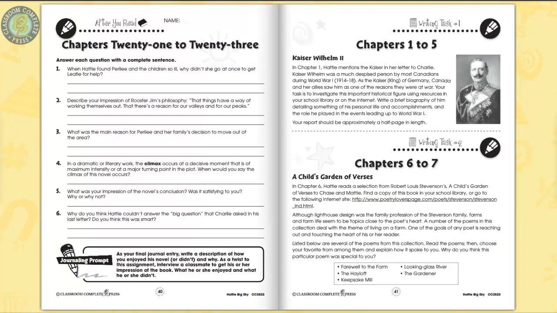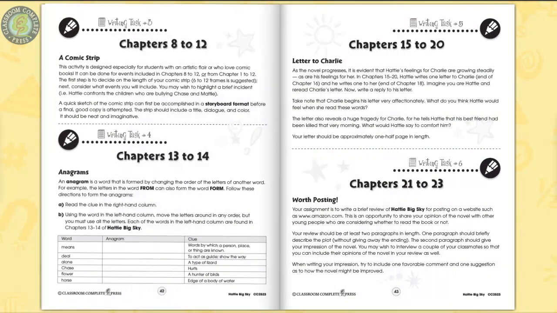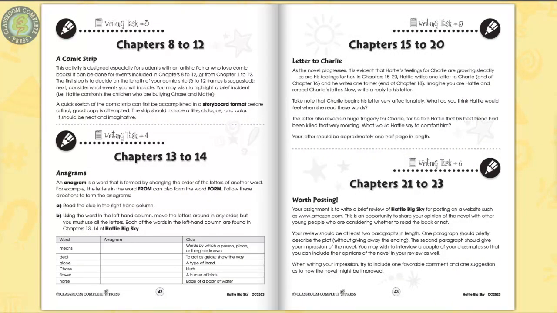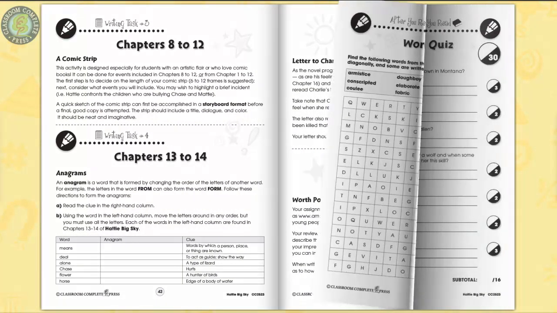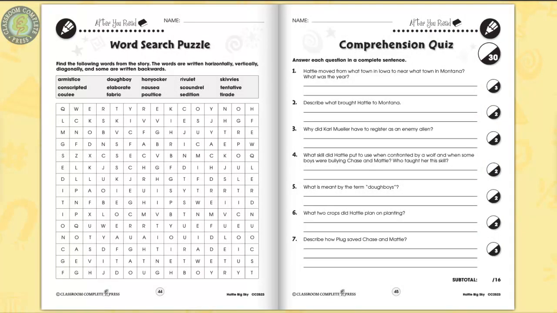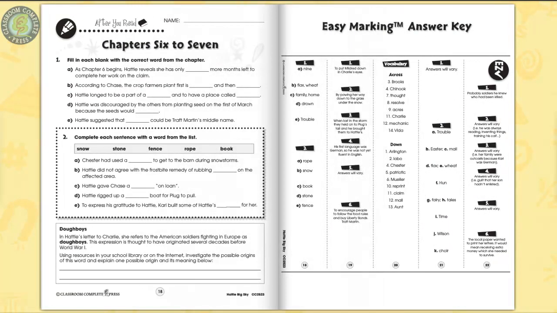Supplement an existing unit with in-depth writing tasks, such as putting yourself into Hattie's mindset to write a reply letter to Charlie. A word search puzzle and comprehension quiz ends the unit. The easy marking answer key works by lining up perfectly with the matching question pages.